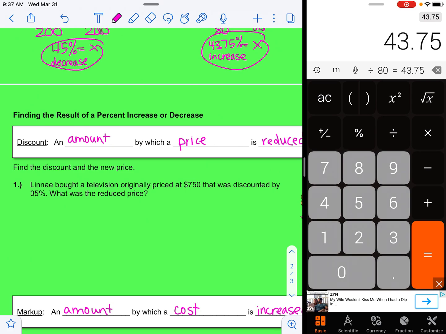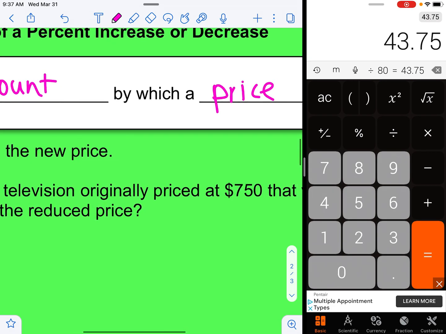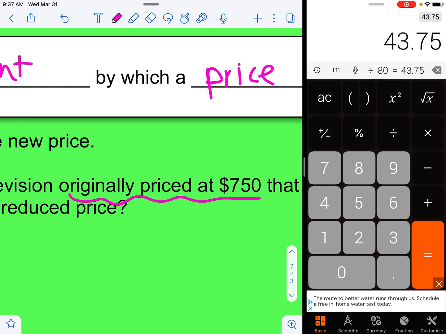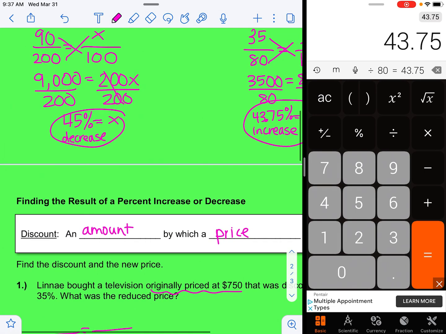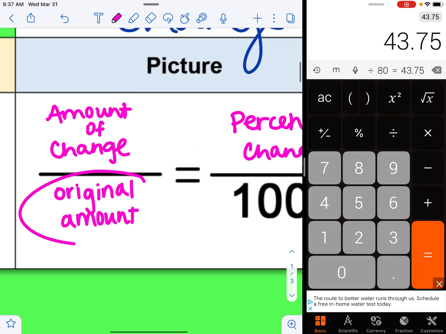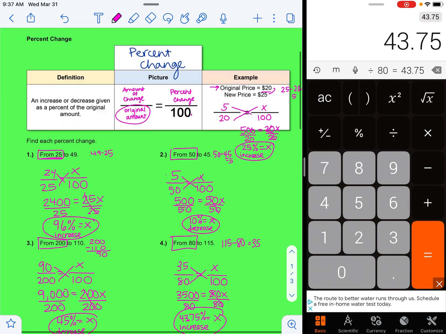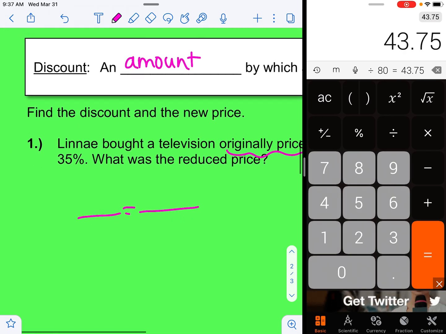So Lene bought a television originally priced at $750 that was discounted by 35%. What was the reduced price? So what we are going to do is set up a ratio or a proportion just like we've done before. It says it's originally priced at $750. That's the original price. If we go back up and look at our proportion, our original price is always on the bottom. So that number goes on the bottom, that's 750.